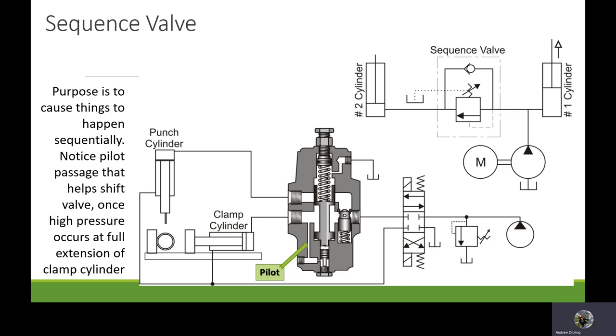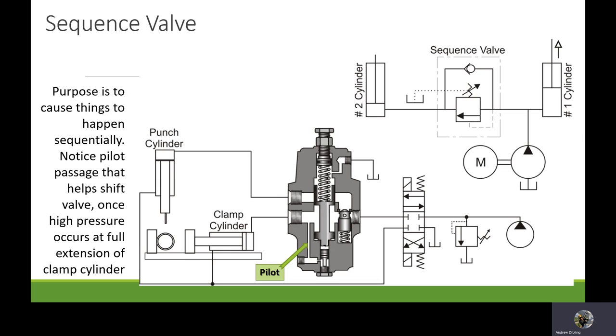Pressure comes out of the pump, goes into here, through these holes here into my clamp cylinder. Once the cylinder reaches its maximum, it pushes against the spring, which then allows fluid to flow from here and goes down to my punch cylinder. So unless this is maintained and has sufficient pressure to push against this spring to allow flow through to the second cylinder, it won't do it. Also, we have to vent this back down to the tank, the pilot line.